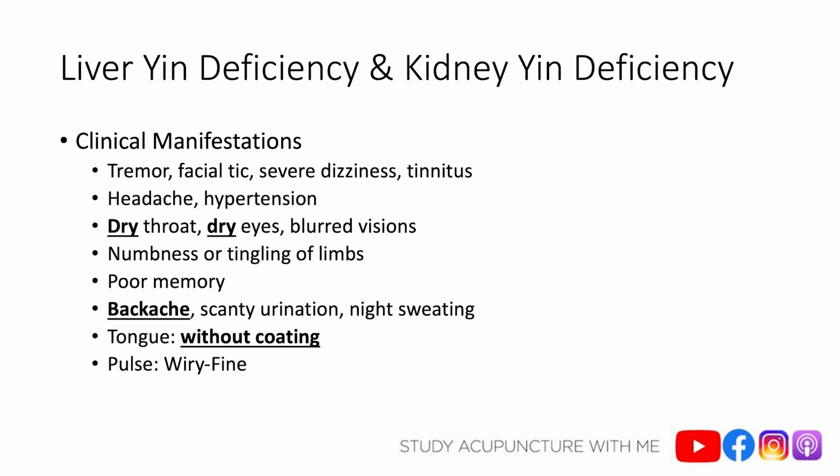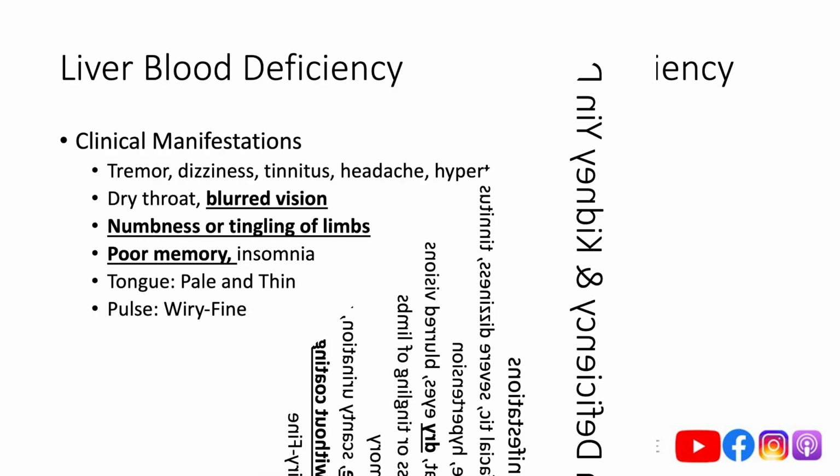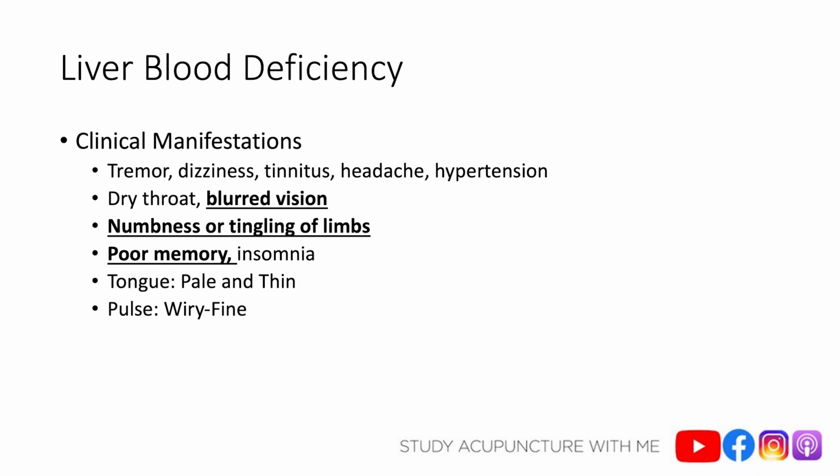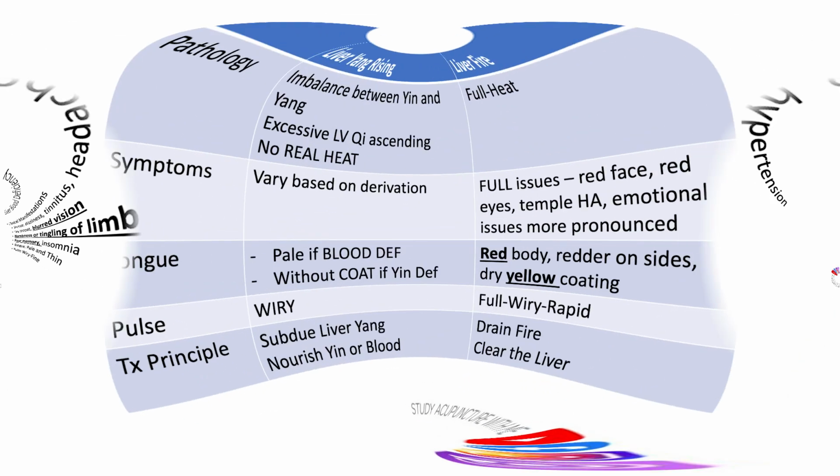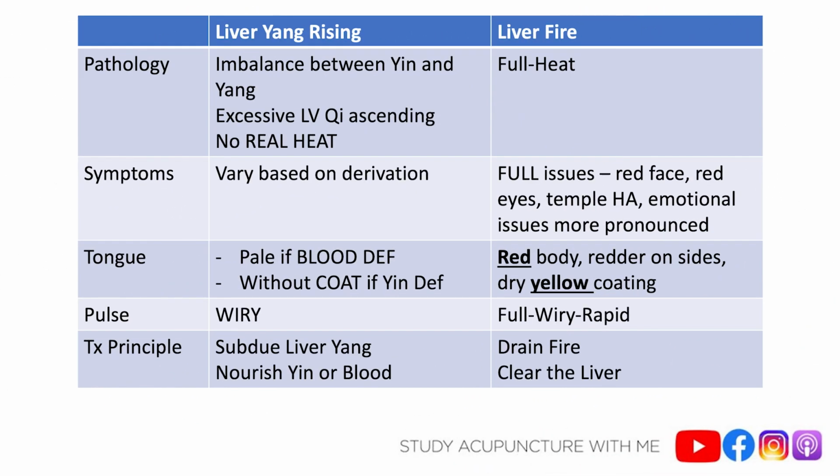And then lastly, with liver yang rising, we have the root of liver blood deficiency. With liver blood deficiency, you're going to see the manifestations of liver yang rising, but you're also going to see blood deficiency manifestations. So you're going to see the blurred vision, the numbness or tingling of the limbs, and the poor memory. All right, so now finally, we can do a table comparison of those two patterns in question.